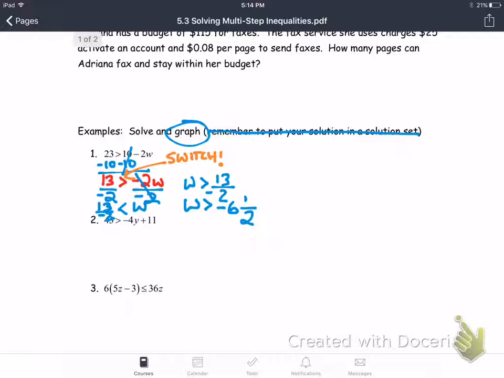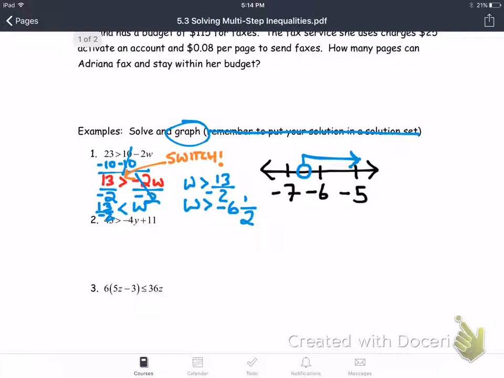Now it says to graph, so I do have to graph it. So here's the graph that I'm given, negative 5, negative 6, negative 7, going towards the left. And since it is strictly greater than, it's going to be an open circle at negative 6.5. Now, negative 6.5 is right here in between negative 6 and negative 7. It's an open circle, and since it is greater than, we are going to shade it to the right. And so there's our solution for number 1.